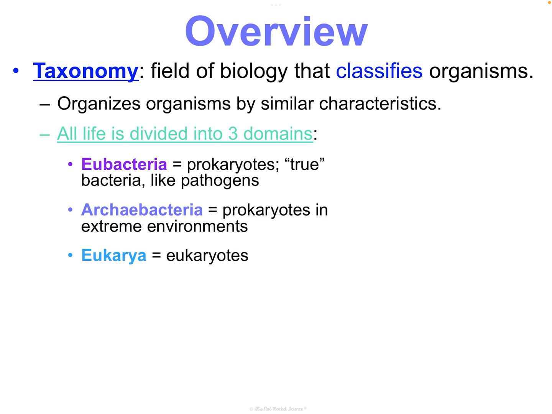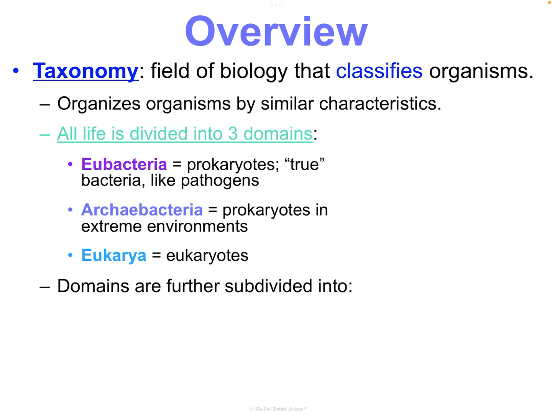And the final domain is called the eukarya, which are eukaryotes. Those are organisms that have the different organelles, the nucleus, DNA, stuff like that. DNA in the nucleus.